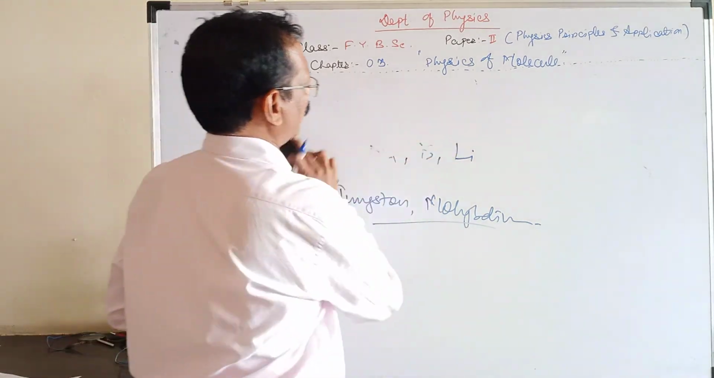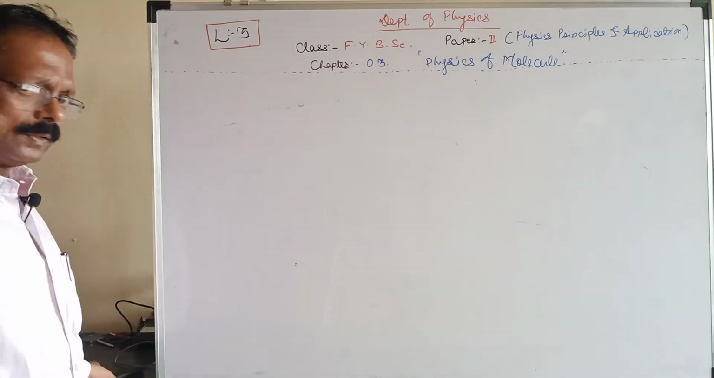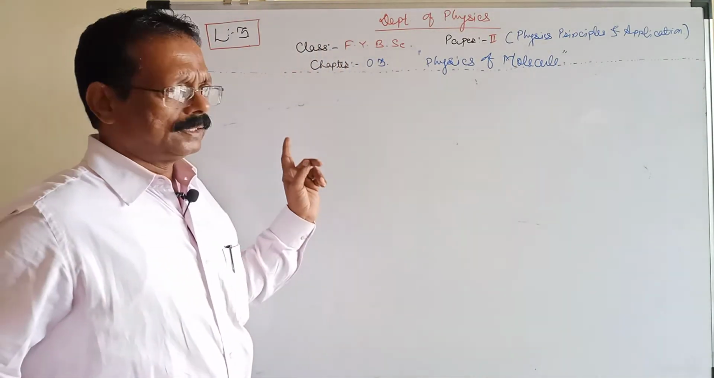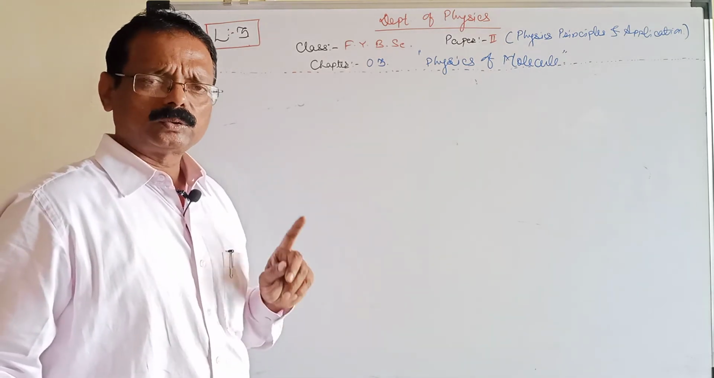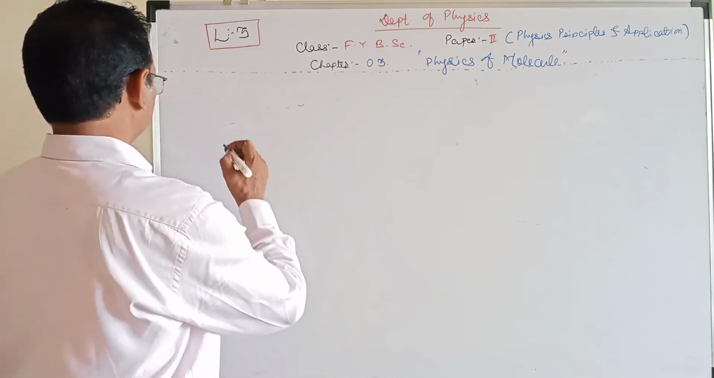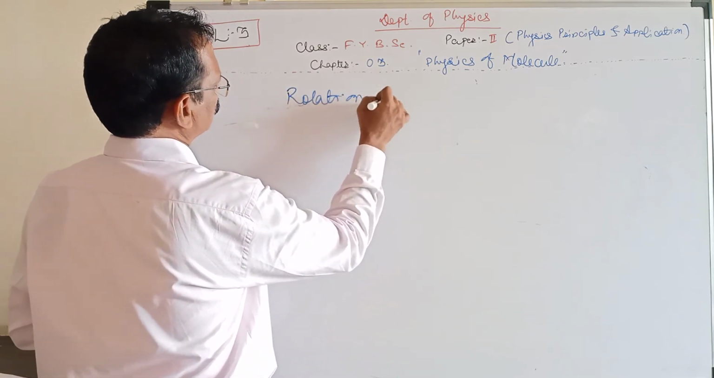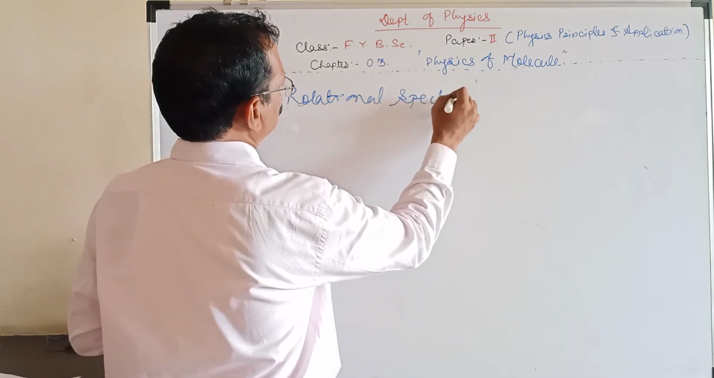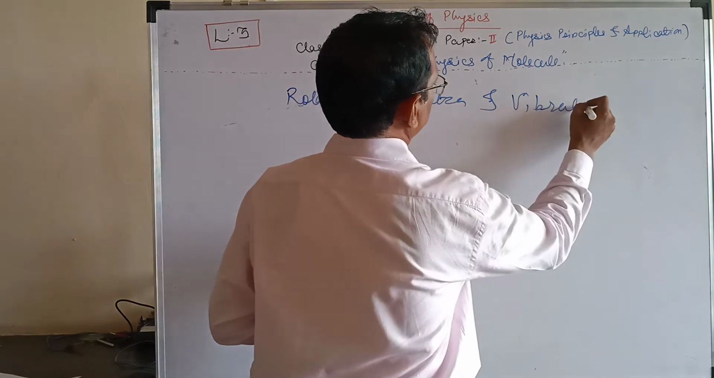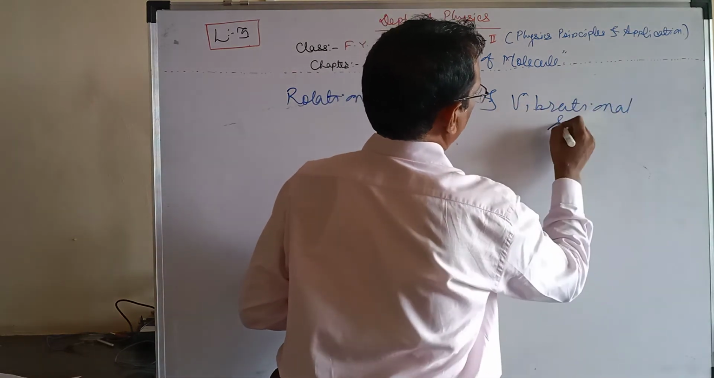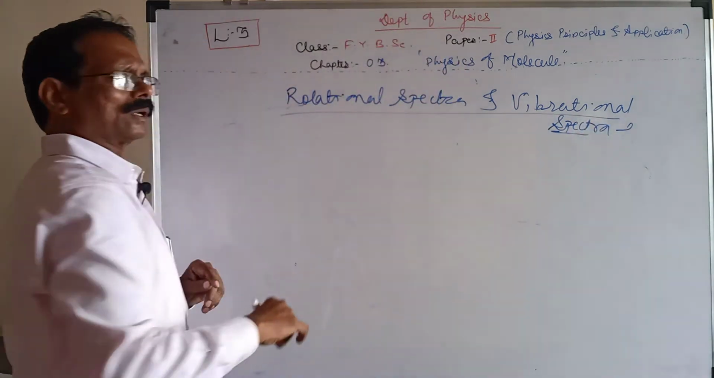Thus we saw what is ionic bond, what is covalent bond. These are the very strong bonds. Then we saw what is the van der Waals bond. Then we saw what is the metallic bond. Next to that we have to see rotational spectra and vibrational spectra.